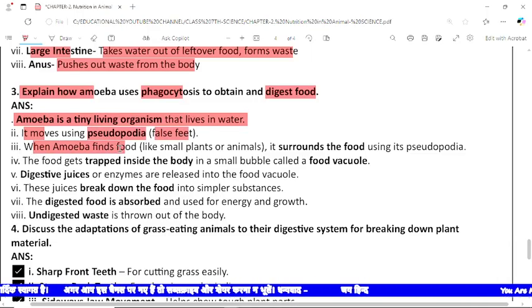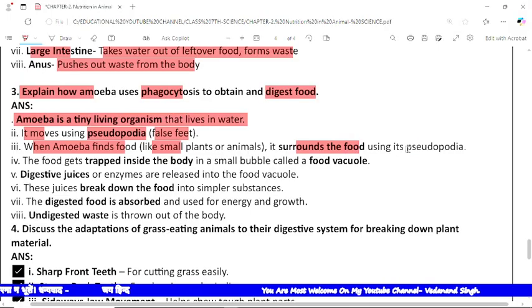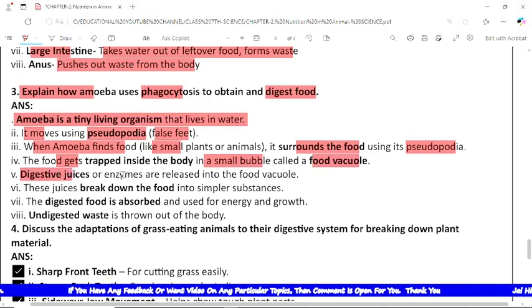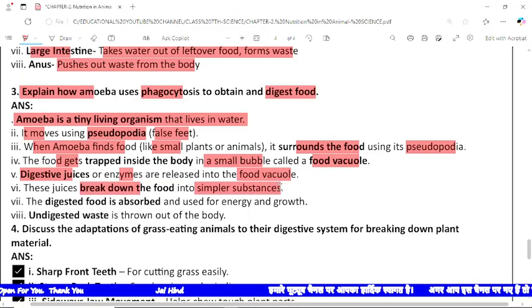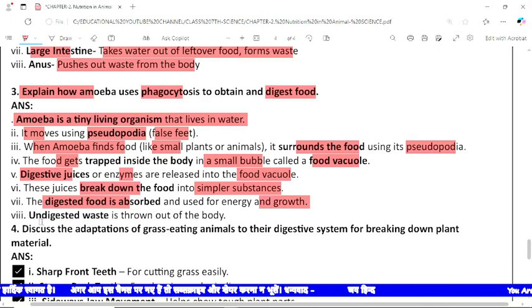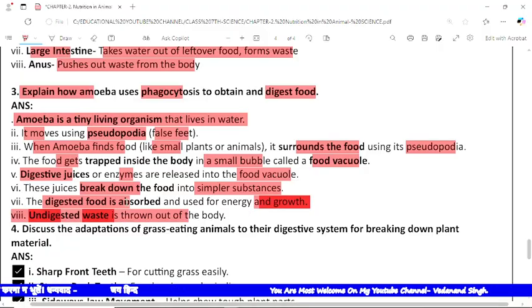When amoeba finds food like small plants or animals, it surrounds the food using its pseudopodia. Along with this, the food gets trapped inside the body in small bubbles called food vacuoles. The next is digestive juices or enzymes are released into the food vacuoles. After that, these juices break down the food into simpler substances, same as in human beings. After that, the digested food is absorbed and used for energy, growth and repair. The next point is undigested waste is thrown out of the body. This is the complete answer for this question.